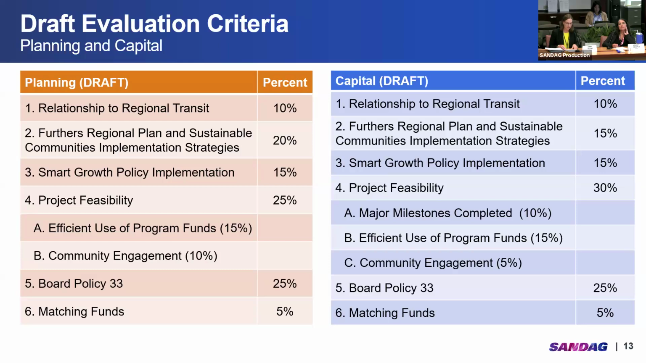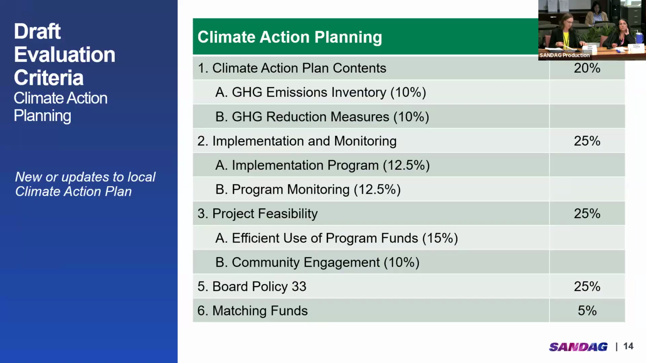What you'll notice is that the main distinction between the two is under the capital. We have an additional subcategory, 4A, where we're measuring how the project is moving forward in major milestones. So it's looking at things like, do you have your environmental document? Do you have your right-of-way? Are you ready to construct the project, or are you on the earlier phases? That's the only distinction between these two categories.